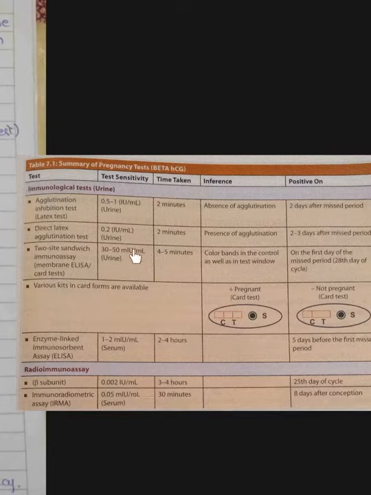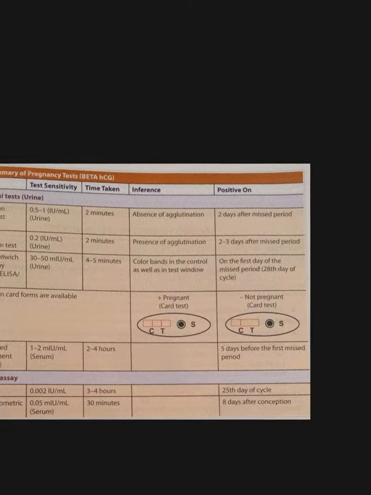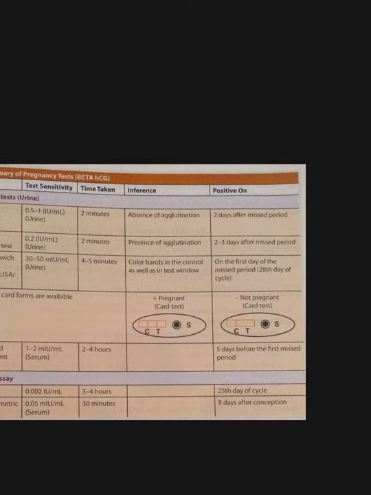So as we go down, there is increasing sensitivity but also more danger, because radioactive isotopes are used over here, which can cause damage to the fetus also. Coming to the next thing, that is when it can be detected. Usually the Gravindex test can be performed 2 days after the missed period, while the direct HCG test can be performed 2 to 3 days after the missed period.